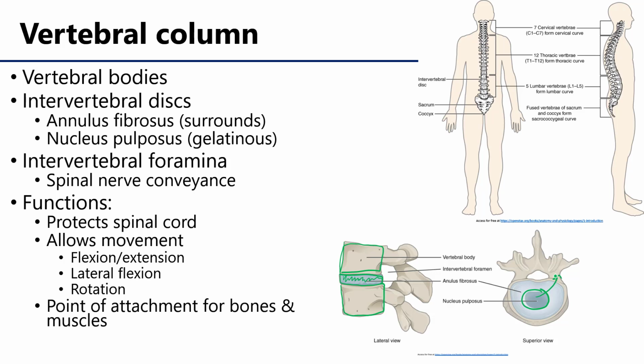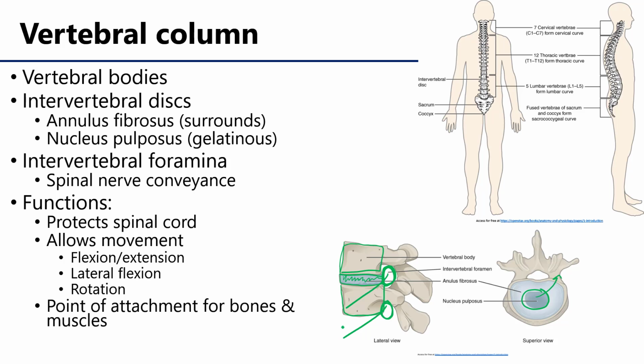Those spinal nerves are coming from the spinal cord, which occupies the vertebral canal, and they're conveyed through intervertebral foramina. Intervertebral because it's between two vertebrae, and foramina is plural of foramen, which is a hole or a window in bone. And so spinal nerves will exit through those intervertebral foramina.